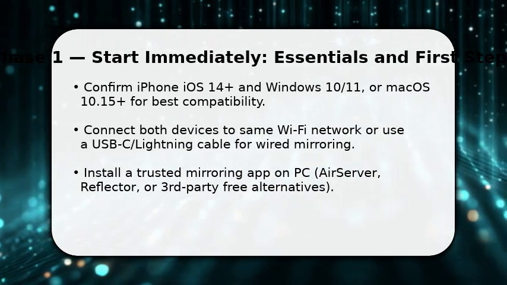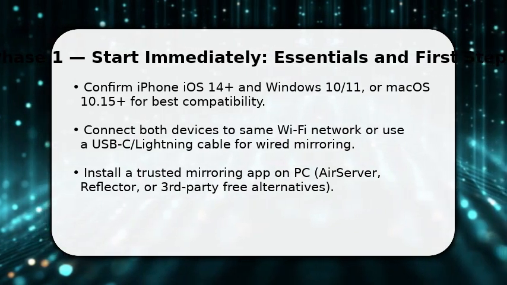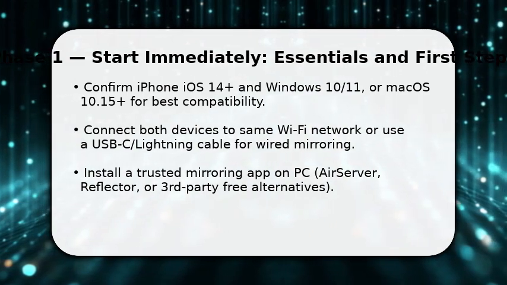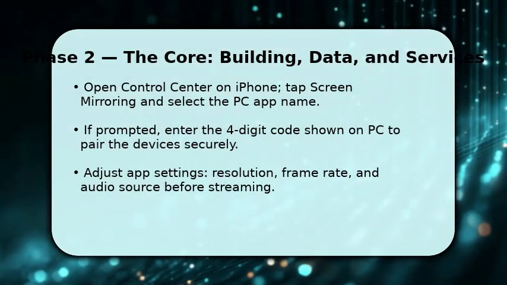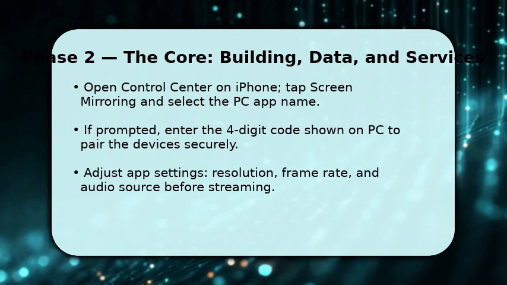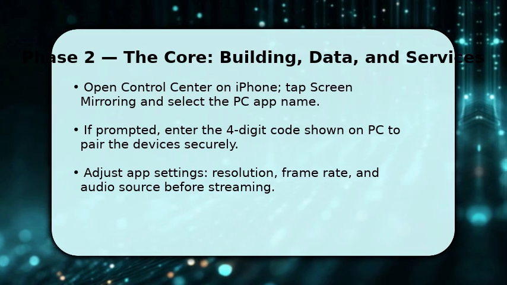Once done, launch the mirroring software on the PC and allow any incoming network or firewall permission prompts so discovery will work. With the app running, you now initiate the actual connection. Swipe down for Control Center, tap Screen Mirroring, and choose the PC's name. This triggers an authentication step. Enter the 4-digit code if the PC shows one.